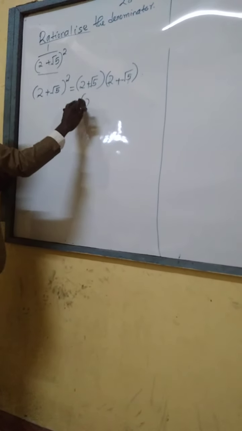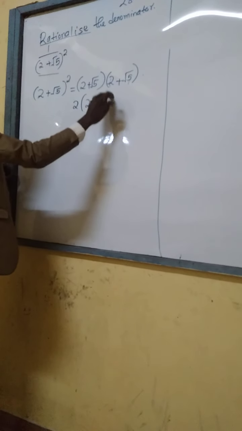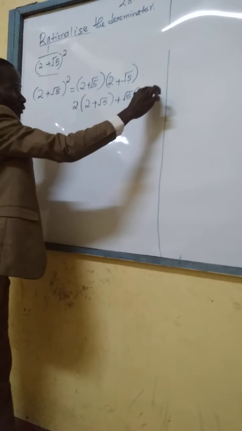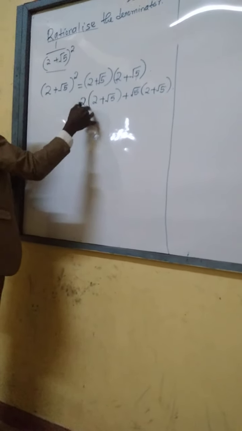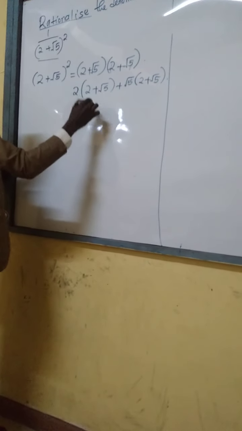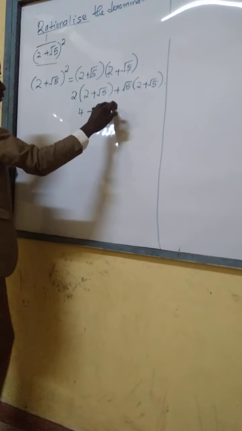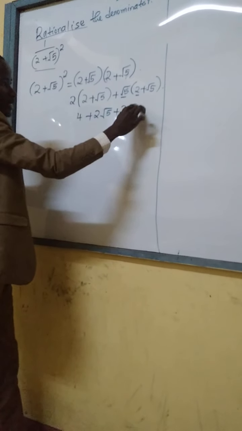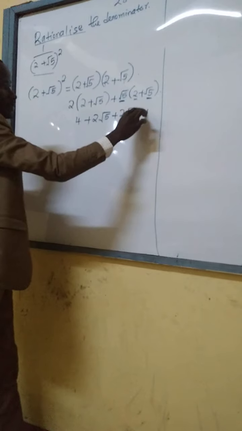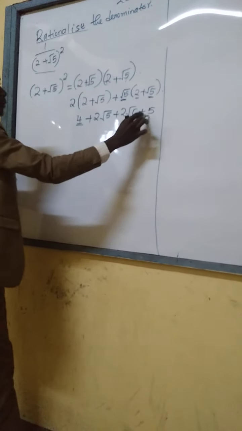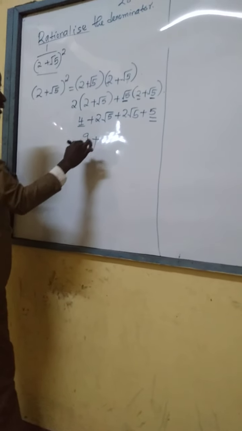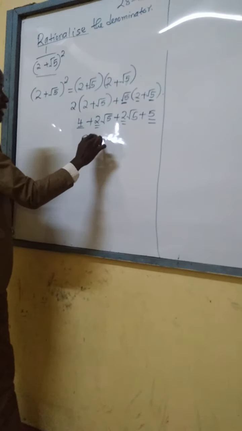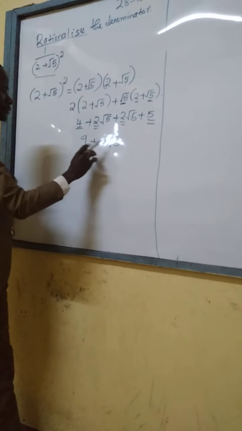So we shall have 2 into 2 plus root 5, plus root 5 into 2 plus root 5. Now 2 times 2 is 4, plus 2 times root 5 is 2 root 5, plus root 5 times 2 is 2 root 5, plus root 5 times root 5 is 5. So we have 4 plus 5, the answer is 9, plus 2 root 5 plus 2 root 5. The answer is 4 root 5.